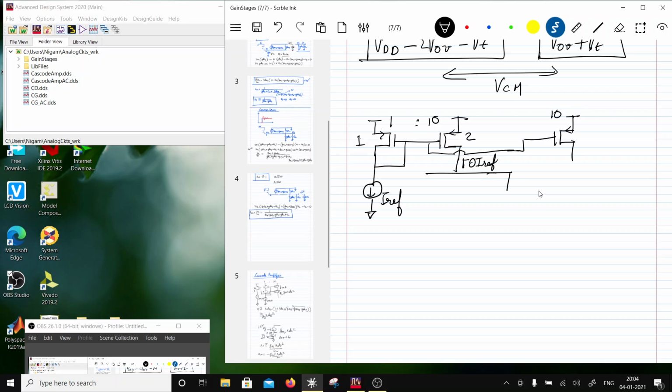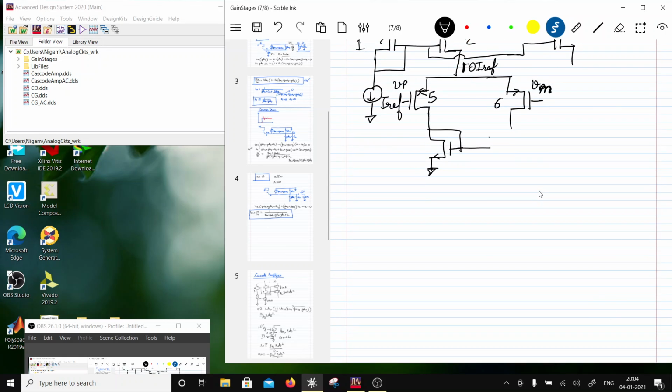Now let's assume that these are my two gain stages, and these two gain stages have a current mirror load. So this is 5, this is 6. Transistor 5 doesn't give any gain because for a VP signal it is like a common drain. For a VM signal, this is like a common source, and this transistor 6 is a common gate for the VP signal.